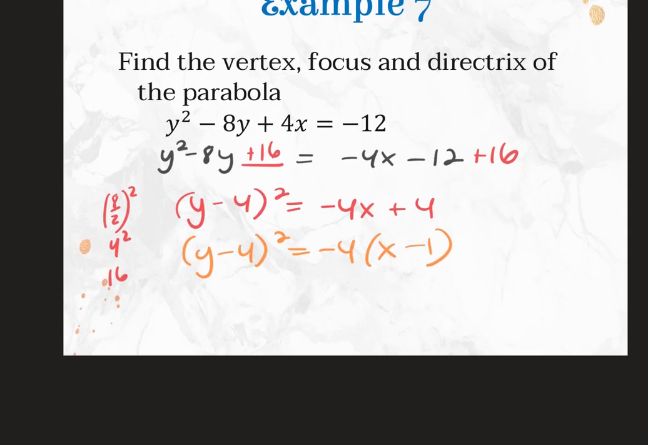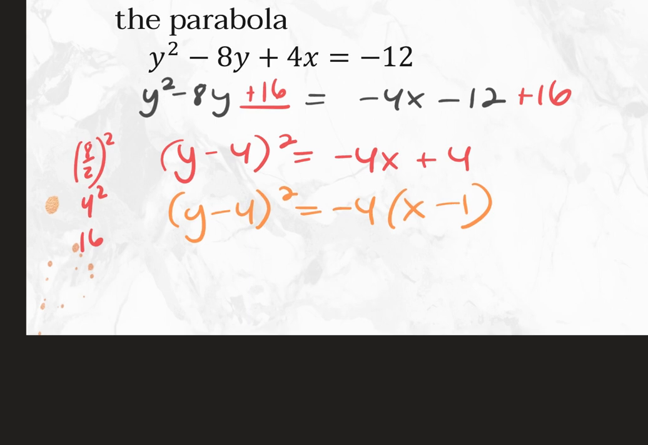So I did the complete the square part already, right? I bumped the 4x to the other side. And then you get negative 8, negative 8. We ignore the sign because we're going to square it. So 8 divided by 2 is 4. 4 squared is 16. I add 16 to both sides. And I get y squared minus 8y plus 16 equals negative 4x plus 4.